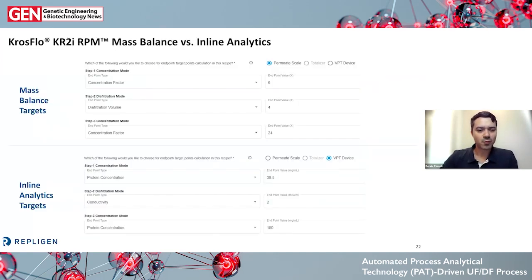All right, and one more run that I wanted to include to illustrate the capabilities of this system. We ran side by side a very similar process, one with mass balance targets, another with inline analytics targets. In the mass balance targets, we're using what I described as the more traditional method, using concentration factors and diafiltration volumes for a CDC process. And then for inline analytics, we're using the VPT device for concentration. And also in the diafiltration step, we're using conductivity instead of a prescribed number of dia volumes.